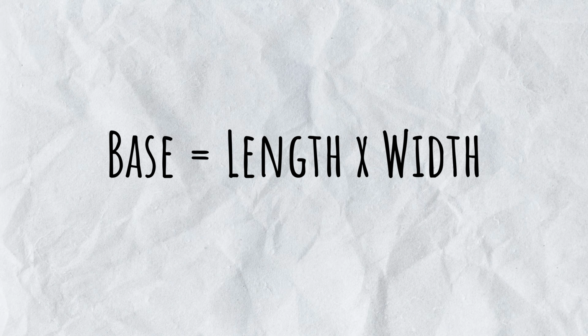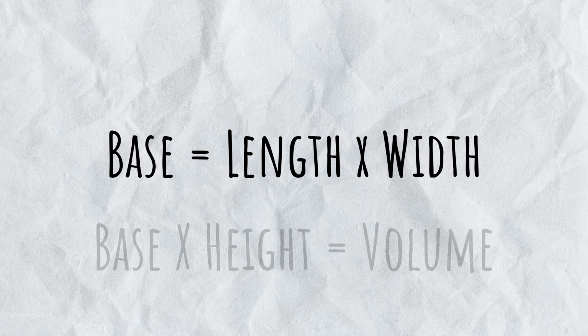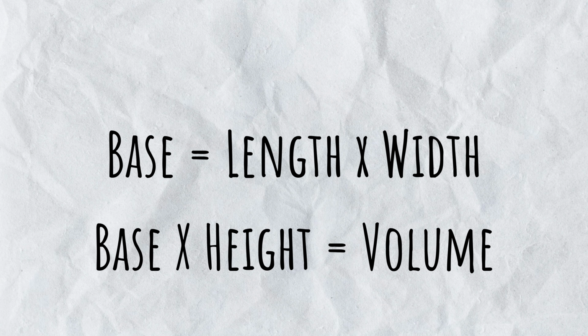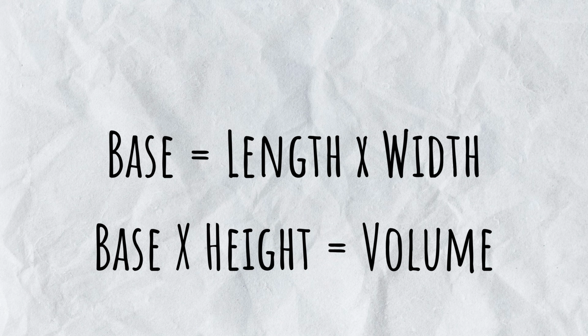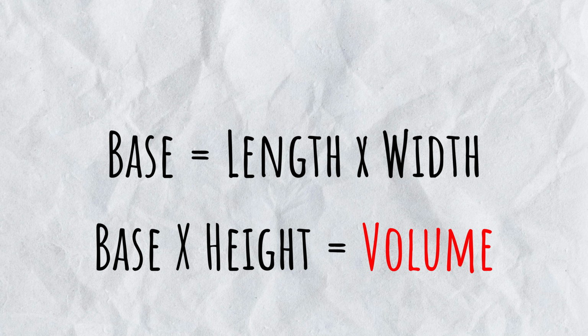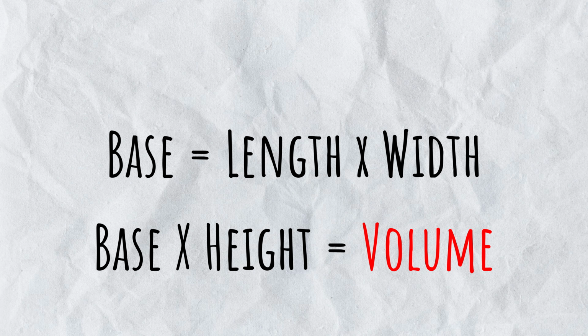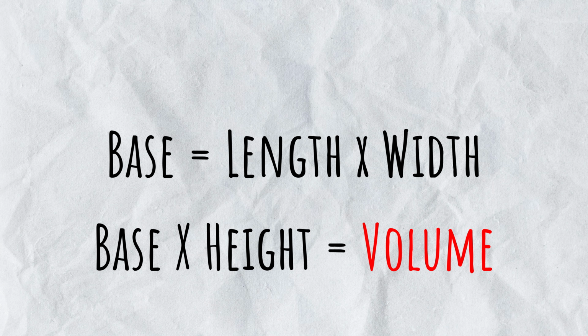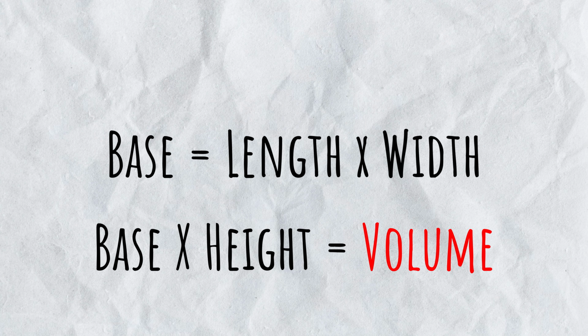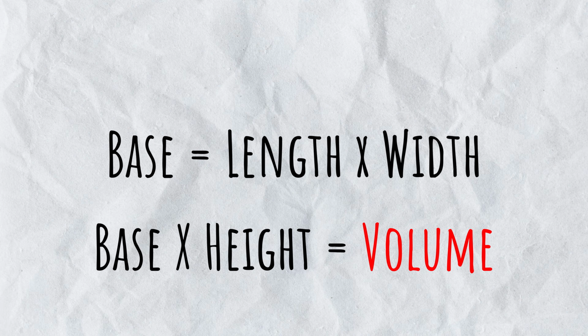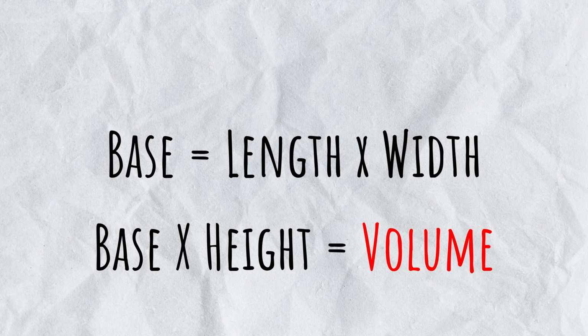Then once I've worked that out, I simply look at the height. So the height could be 3 centimeters, for example, and if you put that all together, you would get 60 centimeters cubed as your volume. And as you can see, I worked out the volume of that cuboid by doing the base first, so timesing the two values together and then timesing it by the height.